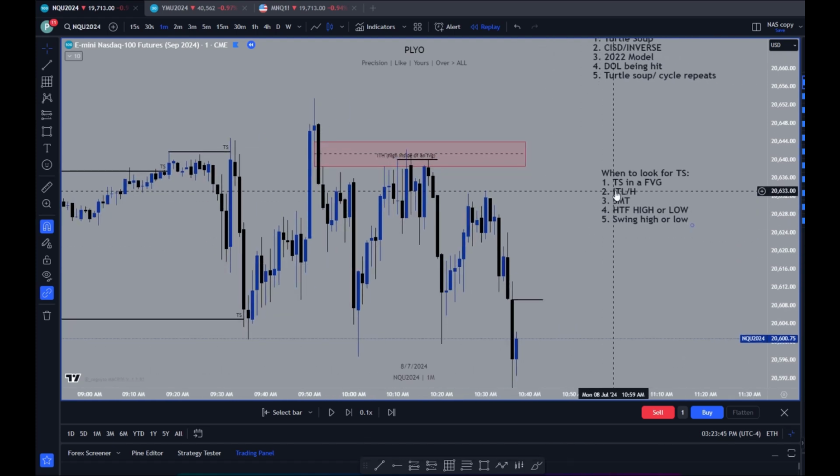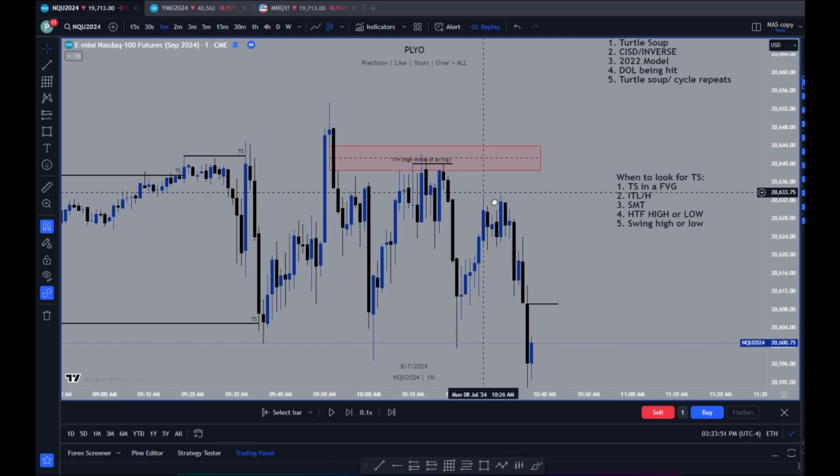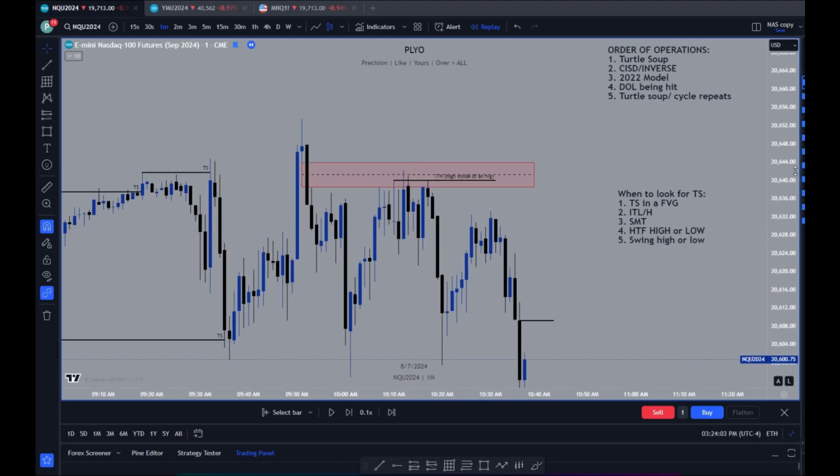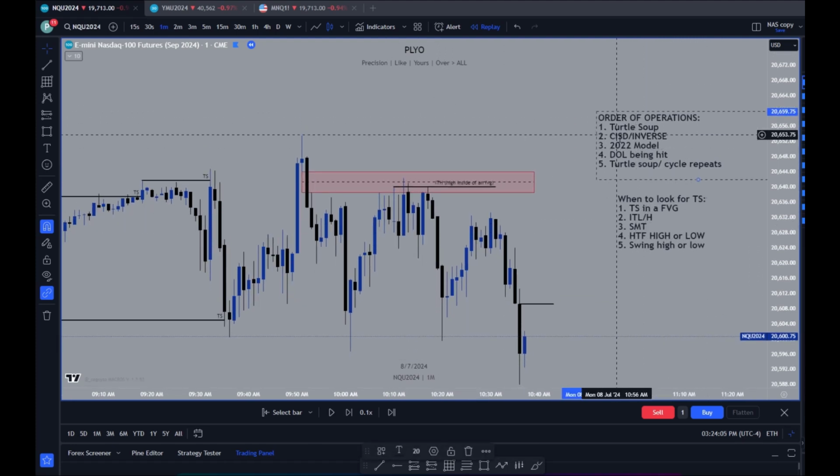When is it high probability to look for a turtle soup? An ITH, you know, a high inside of a fair value gap. That's exactly what this black line is. That's what it represents. We have a high inside of a fair value gap, a bearish one at that. We expect this to be a turtle soup. How do we confirm the turtle soup? Well, you'd have to look at this list.